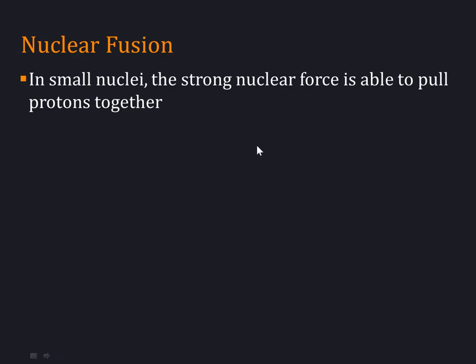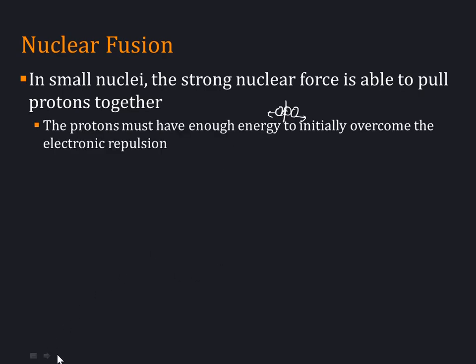Now, the opposite can happen if we have smaller nuclei. In nuclear fusion, we have small nuclei, and that means the strong nuclear force is able to pull protons together. So we have protons floating around, and if they can overcome the barrier between them, the barrier due to the electric force of repulsion, then the strong nuclear force is stronger, and it's more stable for them to be together. So the protons have to have enough energy to initially overcome that repulsion force.